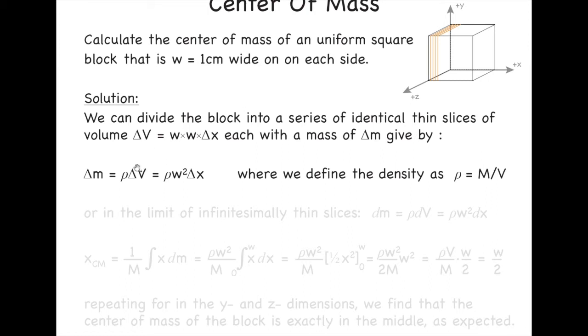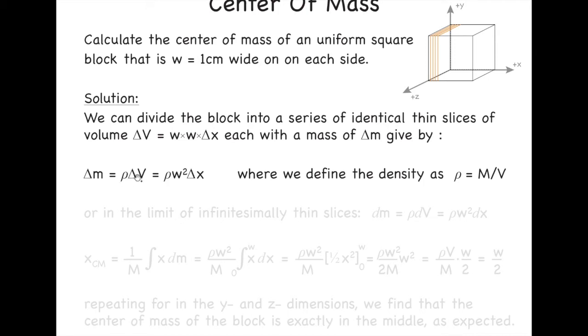Delta m is going to be the density of this material, right? We haven't really talked about density a lot yet, but density is just defined as the total mass divided by the total volume, right? So you take the total mass of the block, divide by the full volume, which is 1 by 1 by 1, and you get a density, a mass per unit volume.